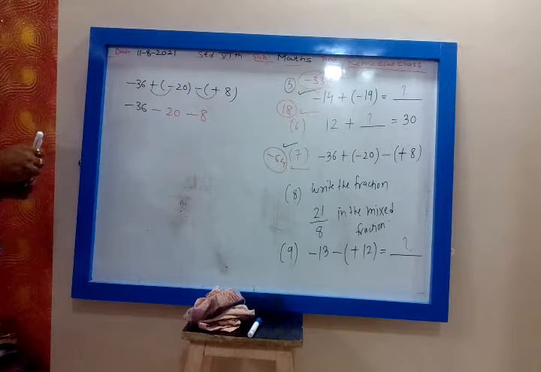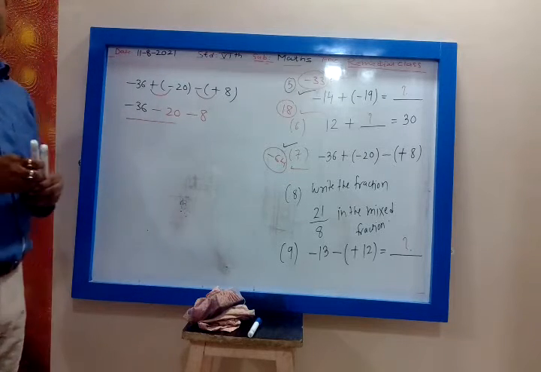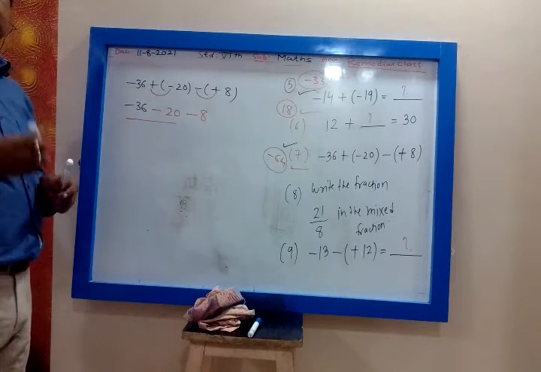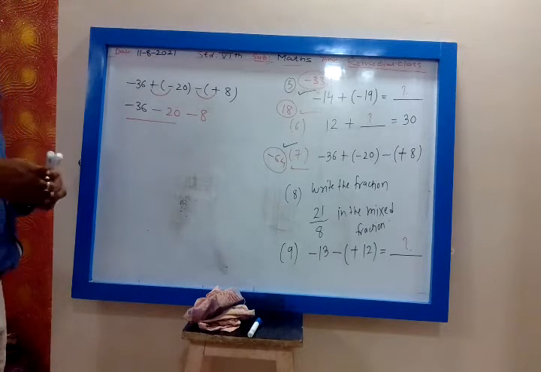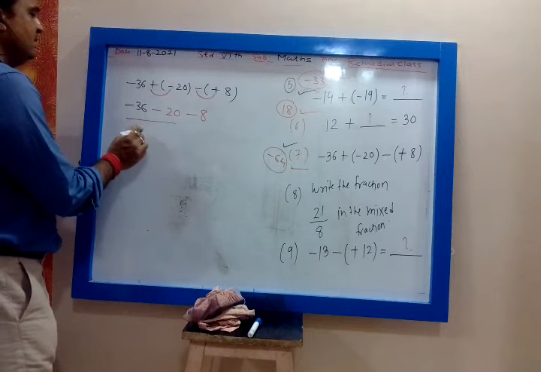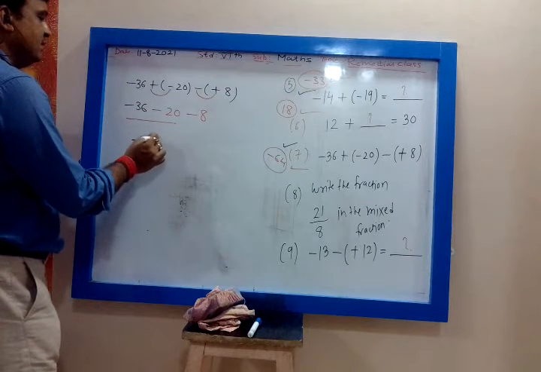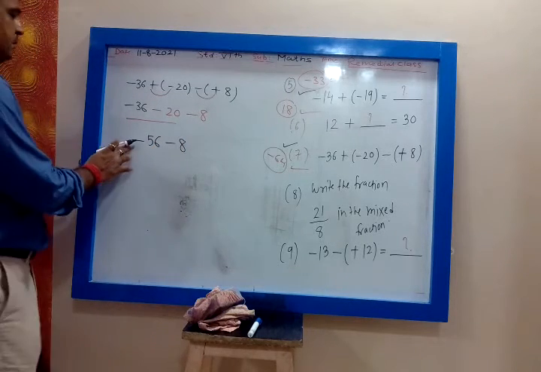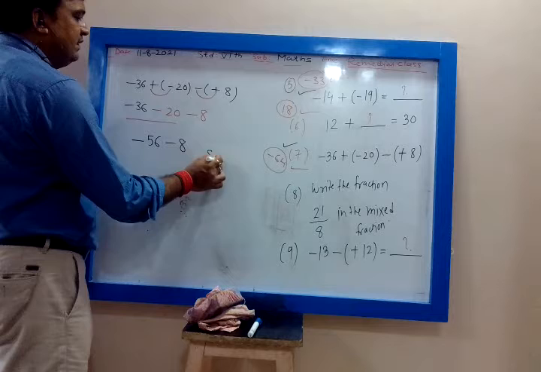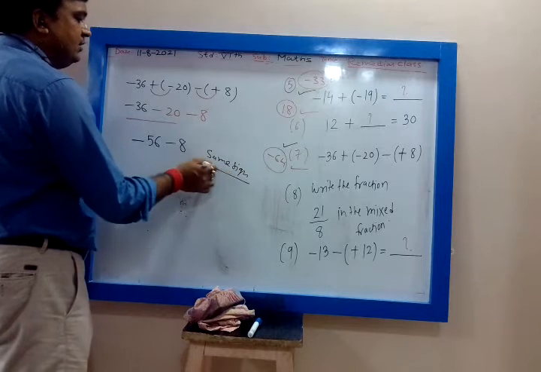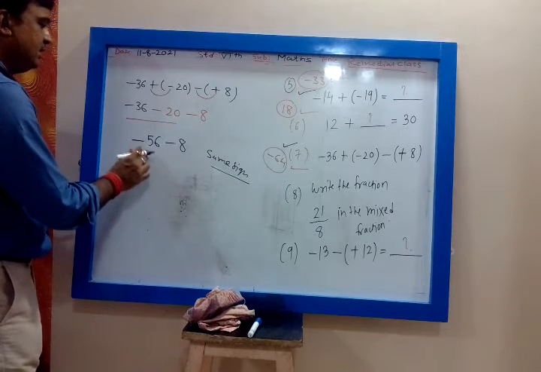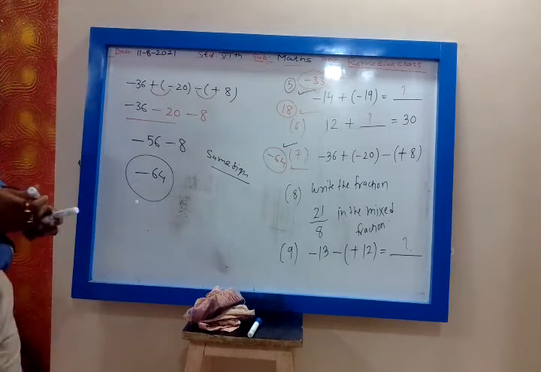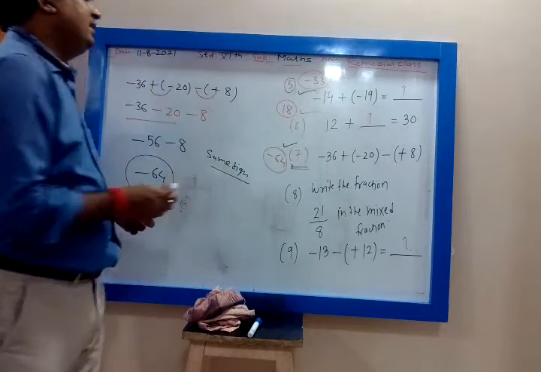Let us solve first these two. Whether they have same sign or opposite sign. Minus, minus, same sign. So whenever they have same sign, you have to add the numbers and take the common sign. Common sign, minus. 36 plus 20 is 56. Then minus 8. Again check whether they have same sign or opposite sign. Minus, minus, same sign, common sign, minus. 56 plus 8 is 64. So the answer is minus 64. Very good. Minus 64 is the correct answer.